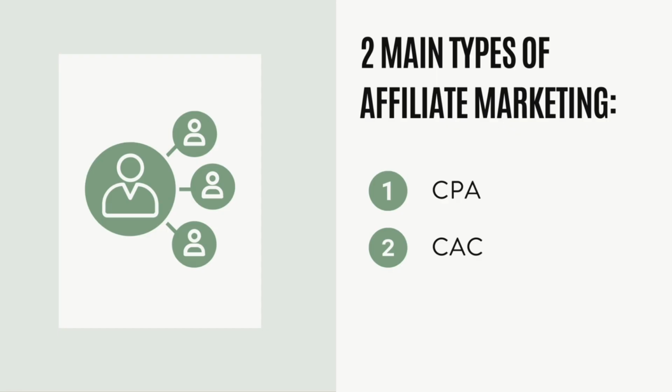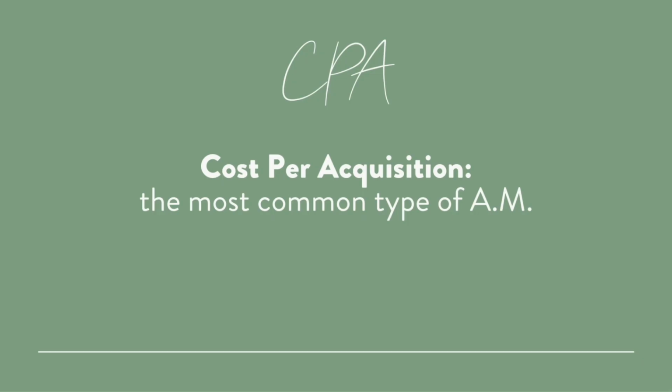There are two types of affiliate marketing. We have CPA and CPC. CPA stands for cost per acquisition. This is the most common type of affiliate marketing that we see online. This is where you receive a commission when a specific action is completed from your followers.